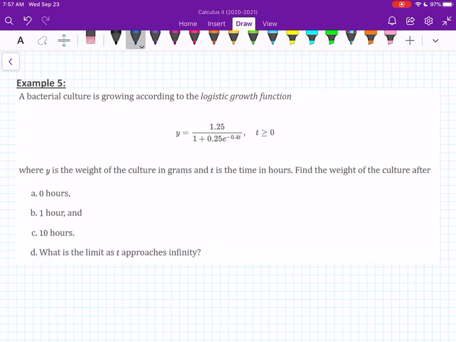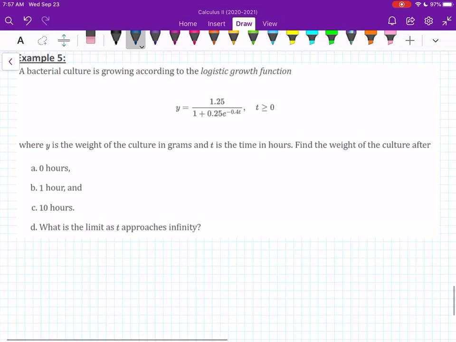A bacterial culture is growing according to the logistic growth function. Here it is. Fantastic. Where y is the weight of the culture in grams and t is the time in hours. Find the weight of the culture after 0 hours, 1 hour, 10 hours, and then what is the limit as t approaches infinity. Great. So 0, 1, and 10, you're just plugging those values in.